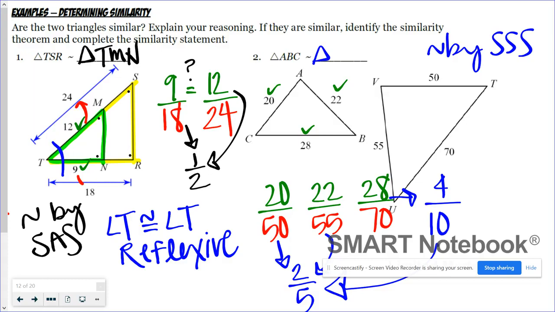So what I could do, like angle A here is in between my shortest side and my medium side. So that would be V. Angle B is in between the medium and the long side. So that would be U, and then T. Awesome.